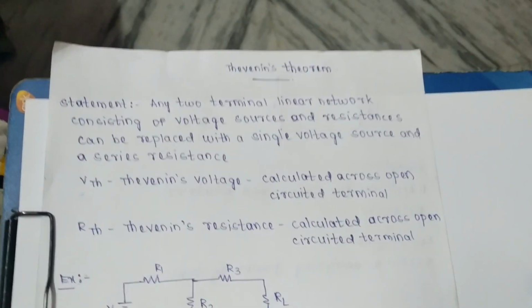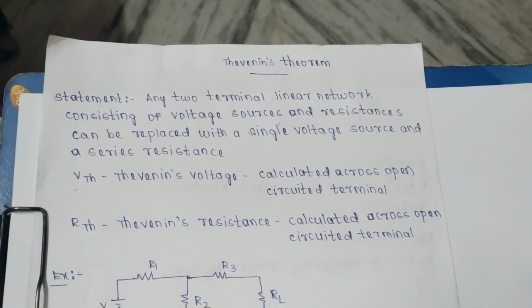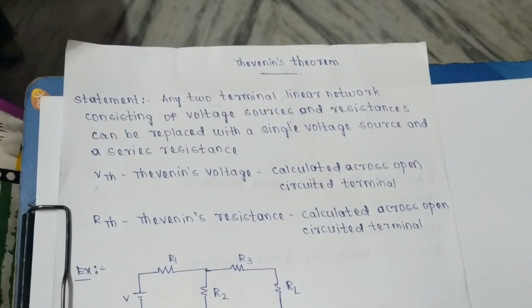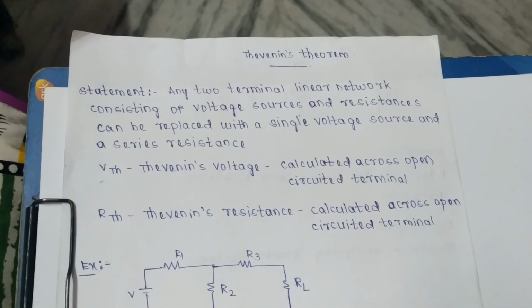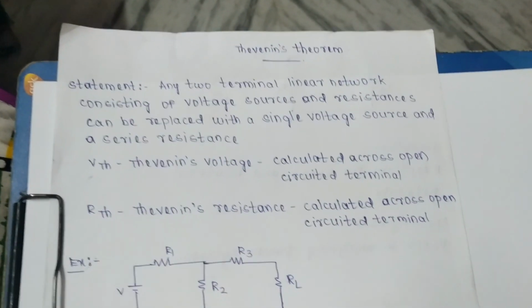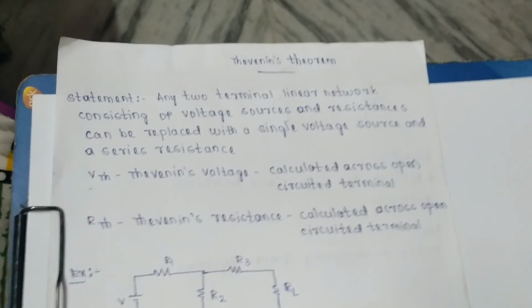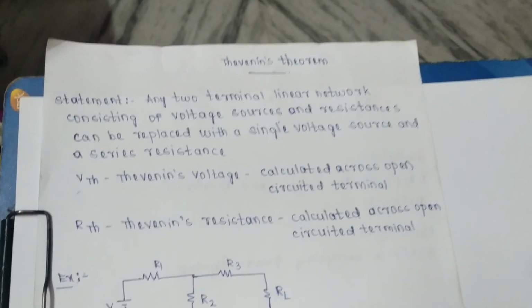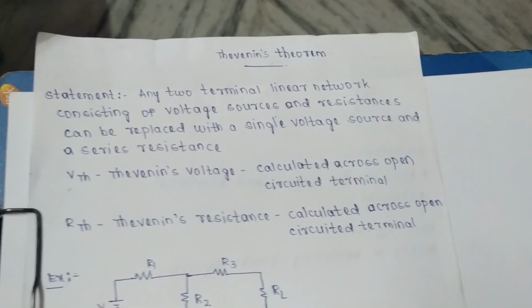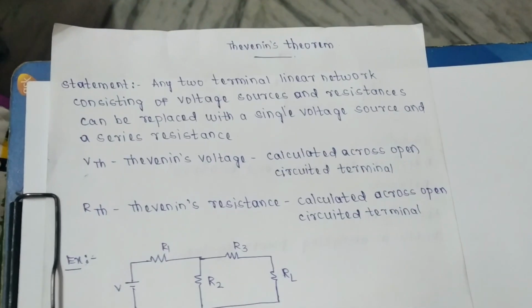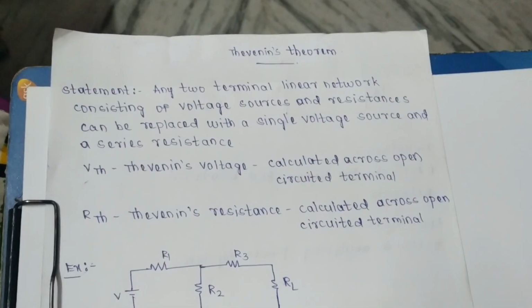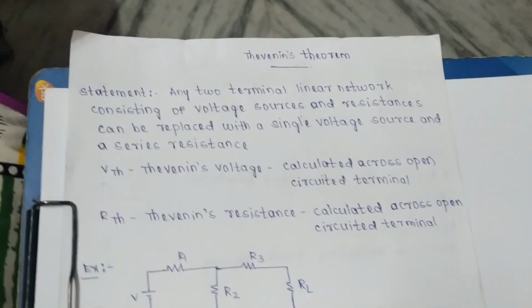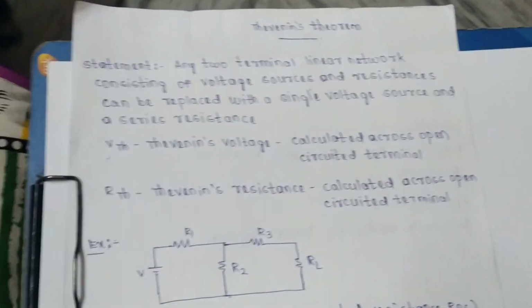Before going to learn about Thevenin's theorem, I would like to discuss with you a technique known as the source transformation technique. According to the source transformation technique, a voltage source with a series resistance can be replaced by a current source with a parallel resistance. This is known as the source transformation technique. Now, based on that technique, we are going to learn about this theorem known as Thevenin's theorem.